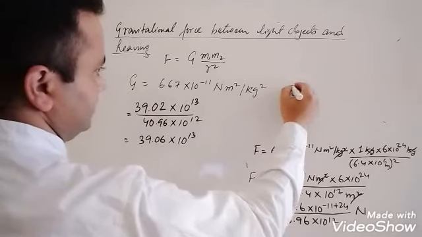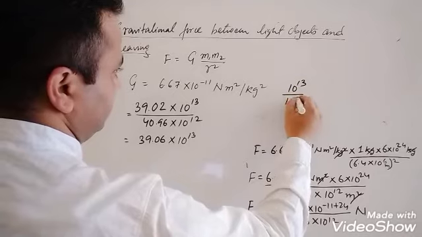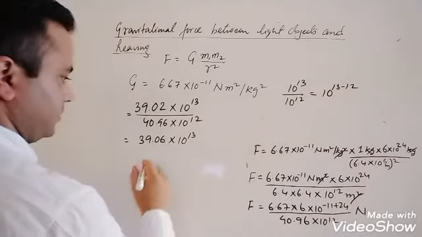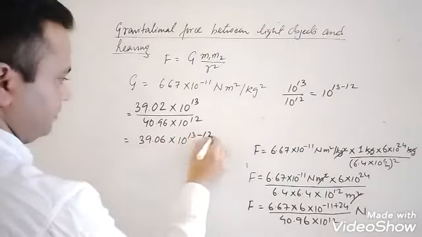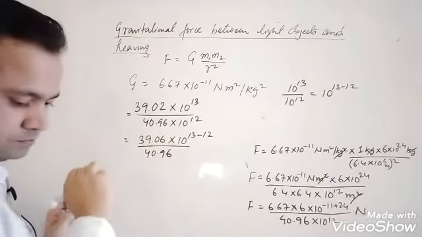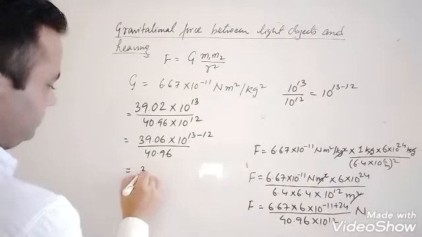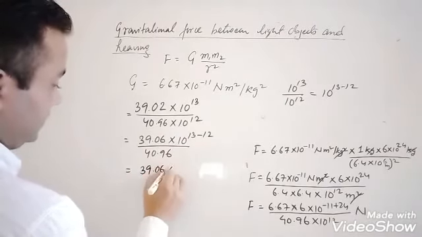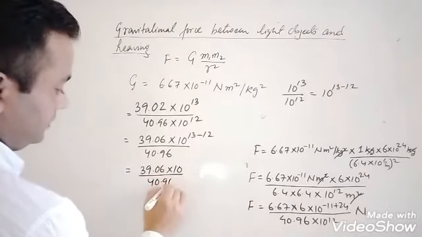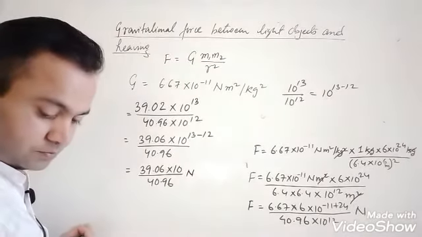Now in case of division, power will be subtracted. 10 to the power 13 by 10 to the power 12 is 10 to the power 13 minus 12, laws of exponent. So this equals 39.06 into 10 to the power 1, which is 10, divided by 40.96 Newton.